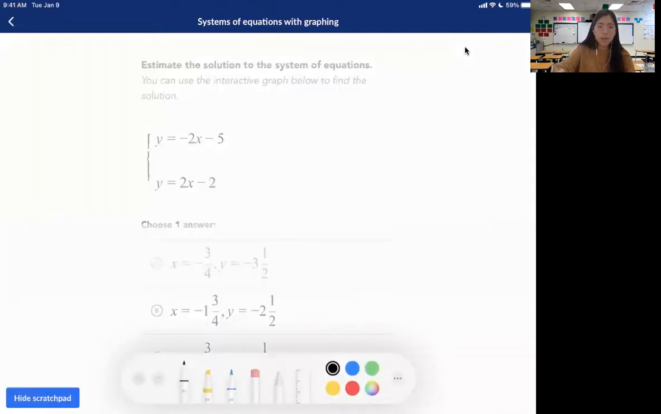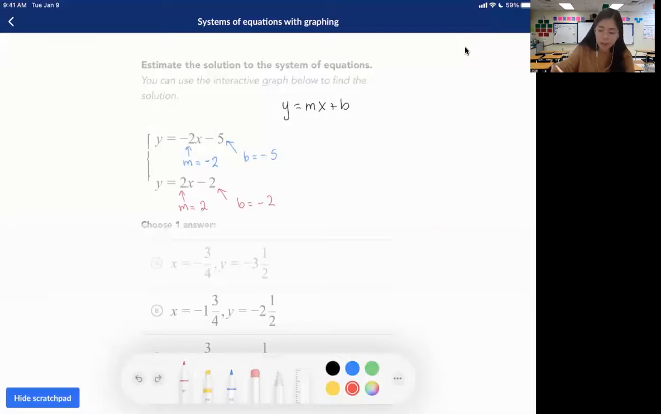So I have these two equations. They're both in slope-intercept form. They're both in y equals mx plus b, which is really good because that means I don't have to do a whole lot of work. All I need to do is identify the slope. So in this one, the slope is negative 2. And in this one, the y-intercept is negative 5. Now on my other equation, the slope is positive 2, and the y-intercept is negative 2. And what I can do with this is now I can use that information to graph my two equations.